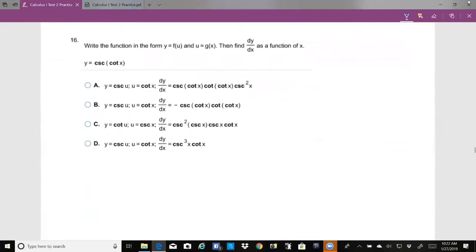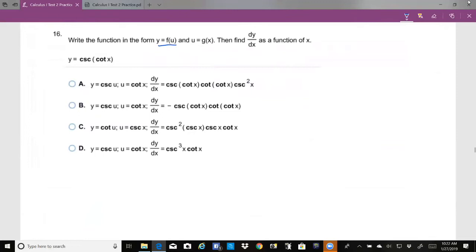Now number 16, there's another chain rule problem. And let's go ahead and use the intermediate. Let y equal f of u and u equal g of x. In this case, u would be equal to cotangent of x. So y is equal to cosecant of u. And we want to calculate dy/dx.